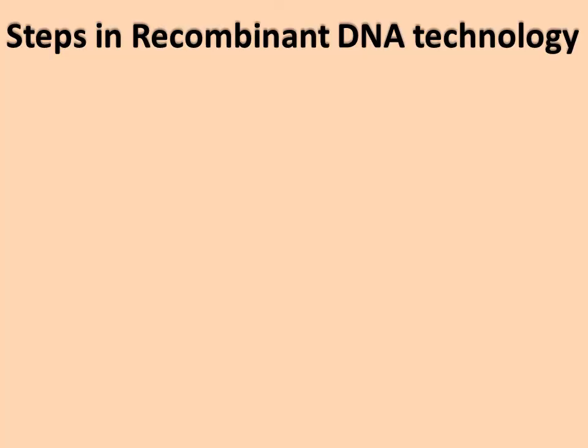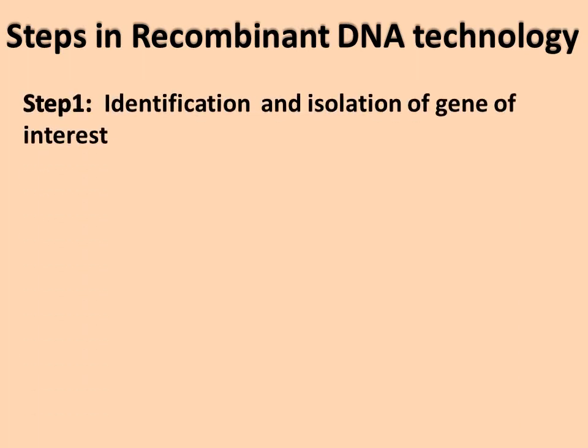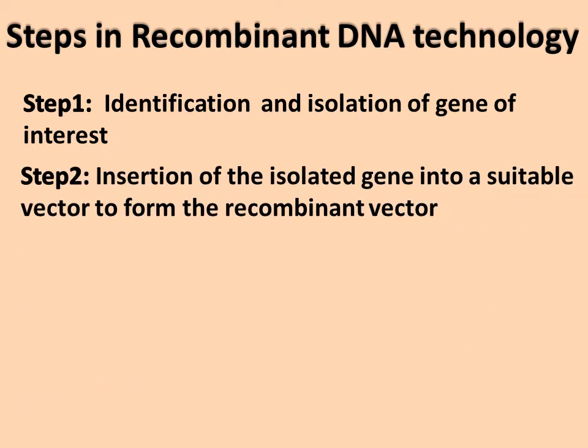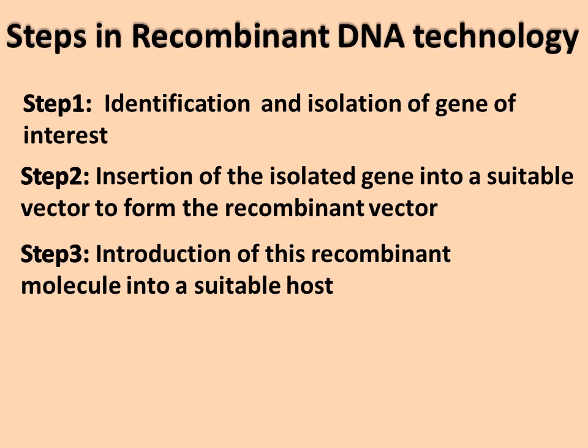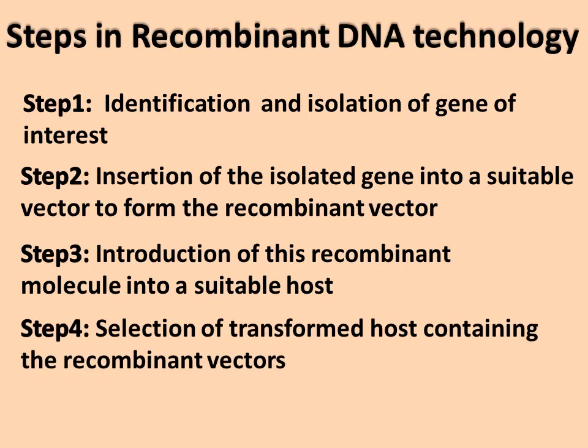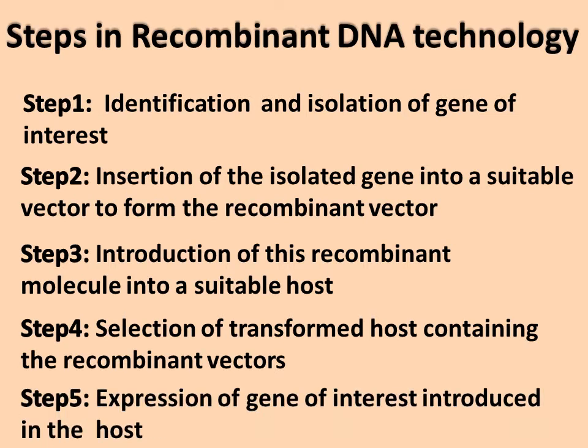Let us have an overview of the steps involved in recombinant DNA technology. First, we need to identify and isolate the gene of interest. Then, we need to insert the isolated gene into a suitable vector to form the recombinant vector. Then, this recombinant molecule has to be introduced into the suitable host. After which, the transformed hosts which contain the recombinant vectors need to be selected. Then, the gene of interest has to be expressed in the host.